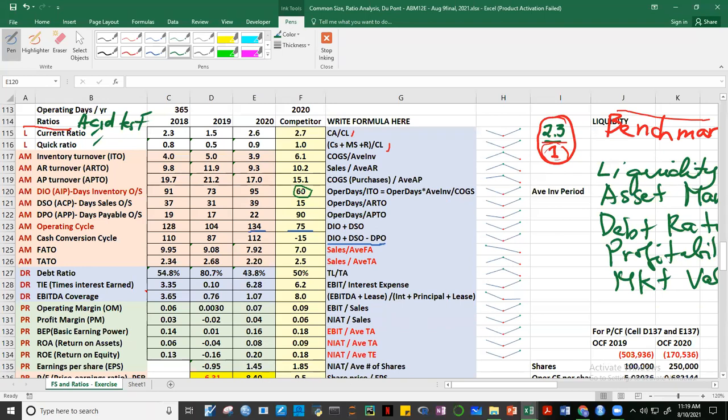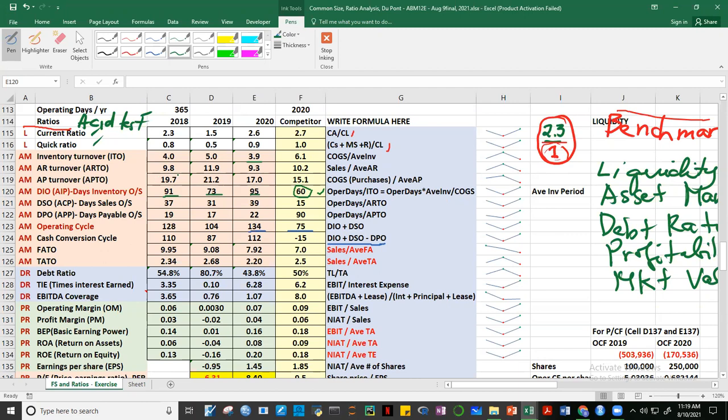So we can say that our company is performing worse relative to the direct competitor. Kasi 60 days siya. In fact, nag-deteriorate, 91, pero nung 2019, gumanda naman, pero bumalik na naman sa 95. And then we said that this should require a further analysis from the company. Bakit ganun kabagal yung DIO natin relative to the competitor? So that requires further analysis and further study from the company.